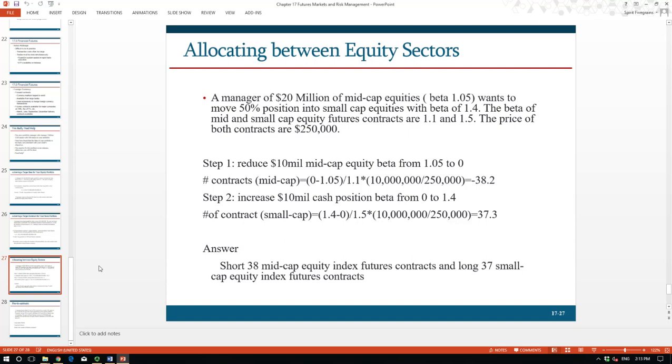So here you don't need to sell $10 million worth of mid-cap stocks and buy $10 million of small-cap stocks. It's not necessary. You simply take two transactions: a short position in mid-cap active index futures contracts and a long position in small-cap active index futures contracts.